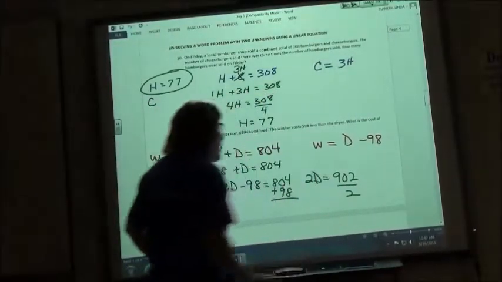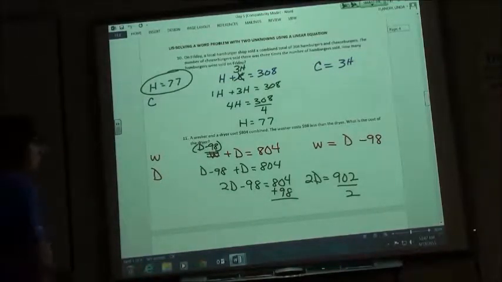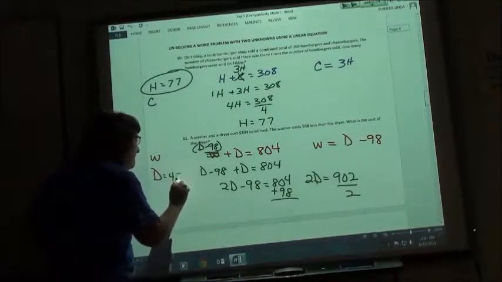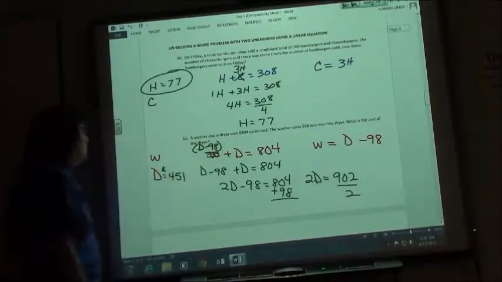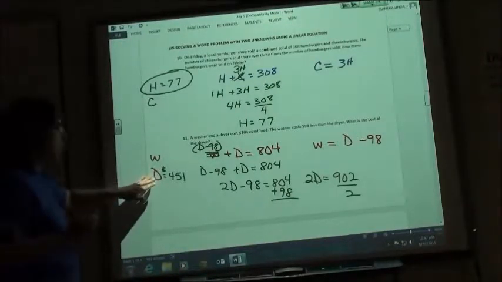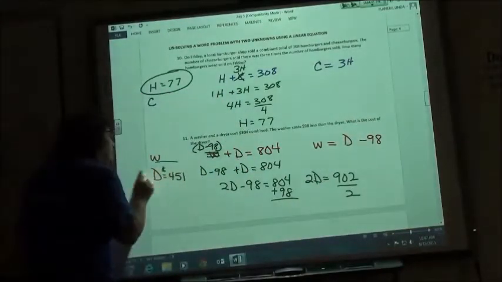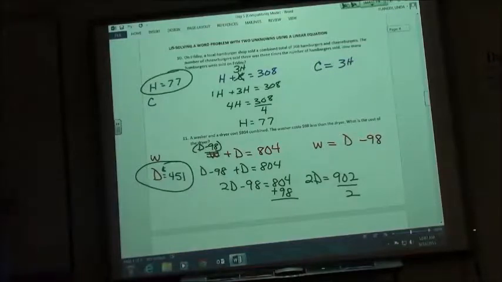And then I'm going to go ahead and divide by 2. 451. So the dryer cost me $451. What is the cost of the dryer? That is the one I want. Had they wanted the washer, I would have had to subtract 98, but I did find the right one, and so 451 would be my answer.